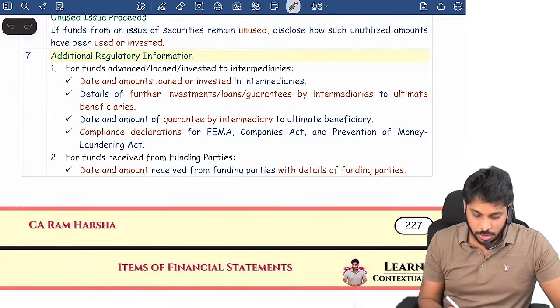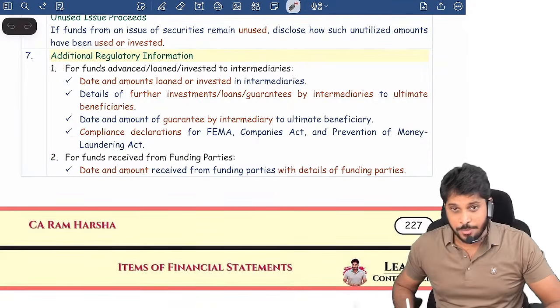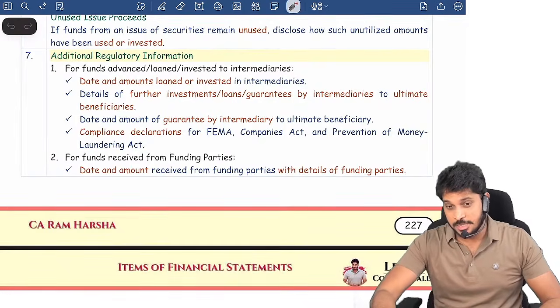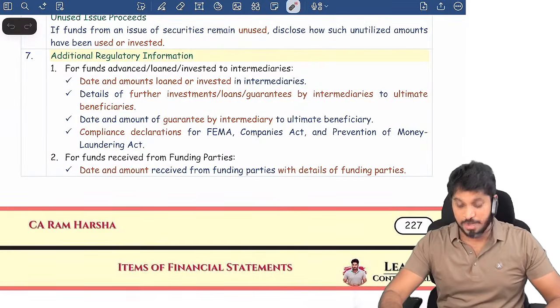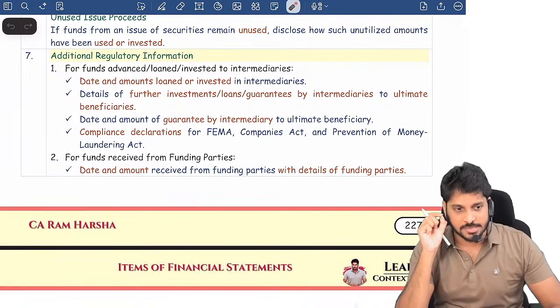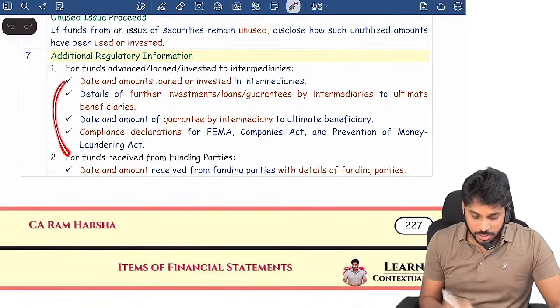So, we need to give additional regulatory information below share capital. A similar requirement is there even below borrowings. Even below borrowings, this kind of requirement is there. What we need to disclose?